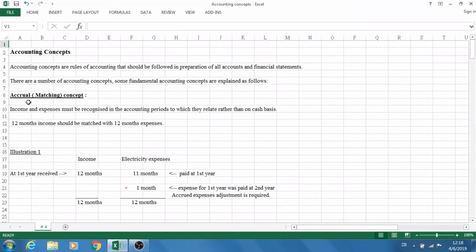First, accrual concept or matching concept. Income and expenses must be recognized in the accounting periods to which they relate rather than on cash basis. 12 months income should be matched with 12 months expenses.